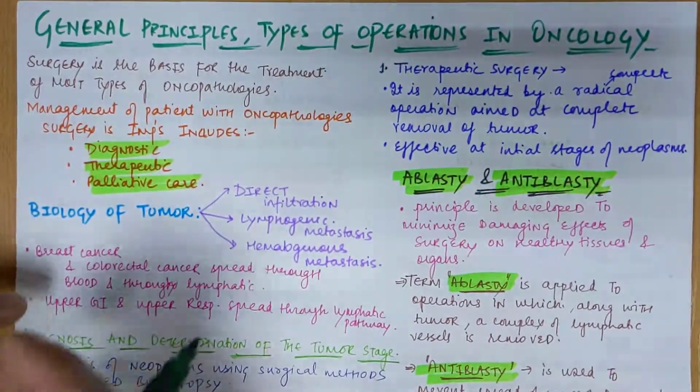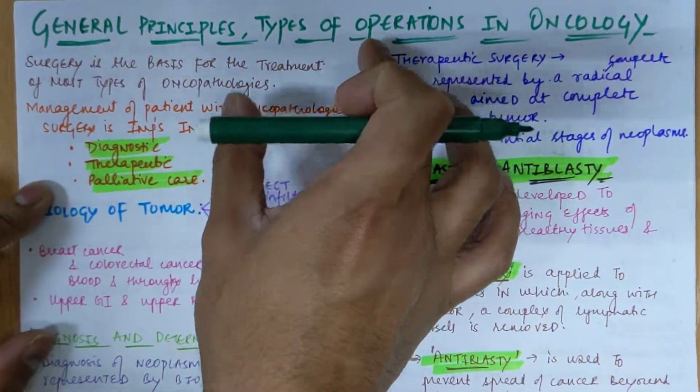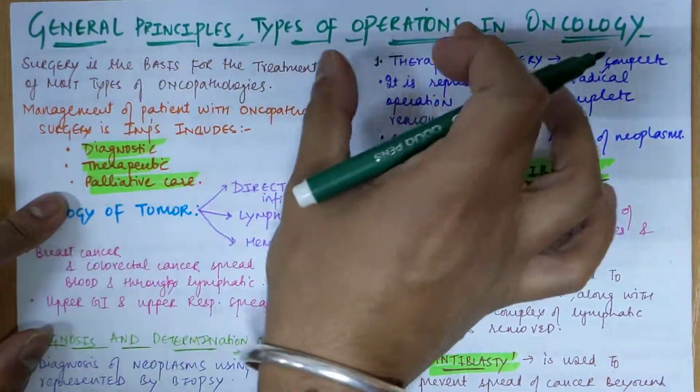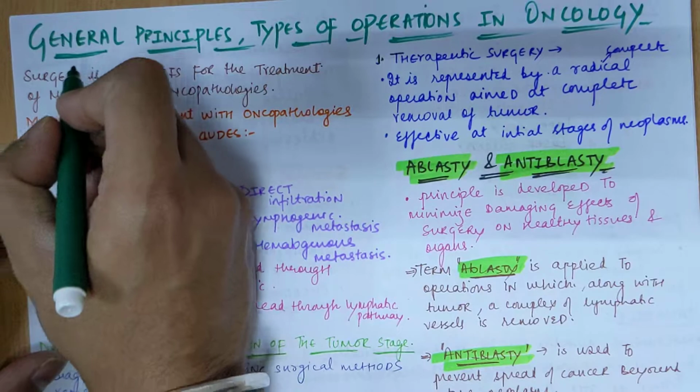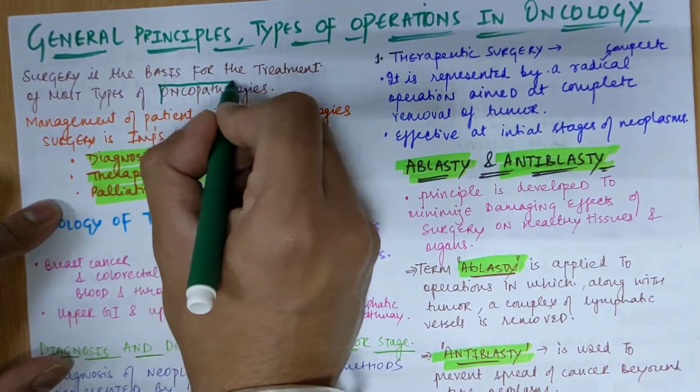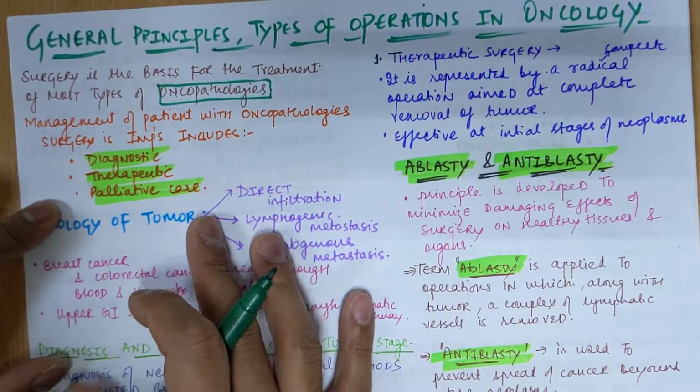Now in this video we'll be discussing the topic of general principles, types of operation in oncology. Operation actually means surgery. Surgery is the basis for the treatment of most types of oncopathologies, meaning the cancers. Basically, the meaning is cancer.